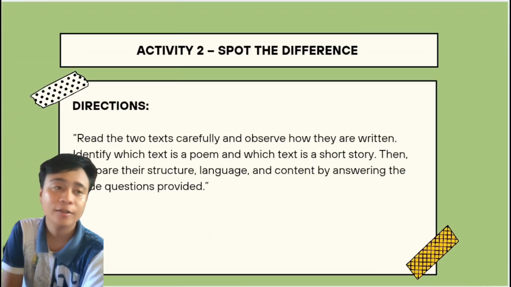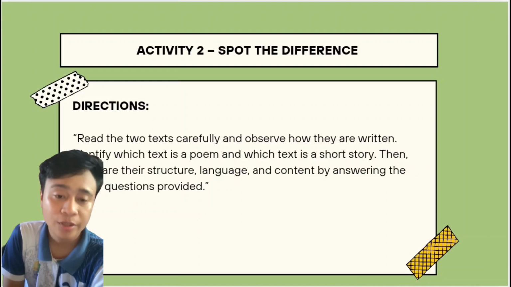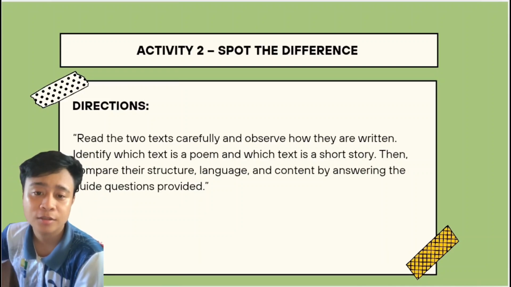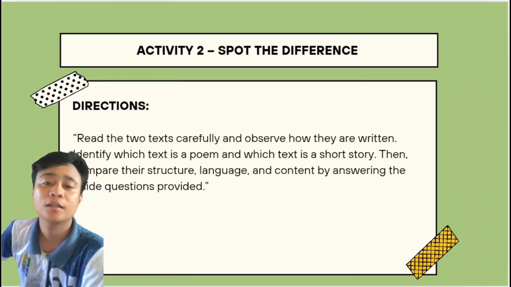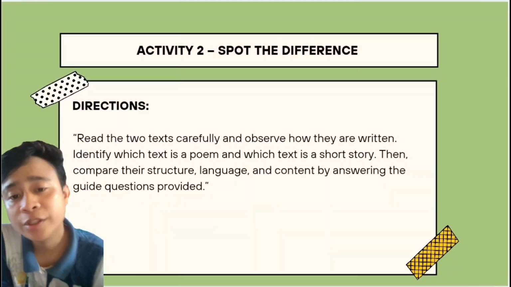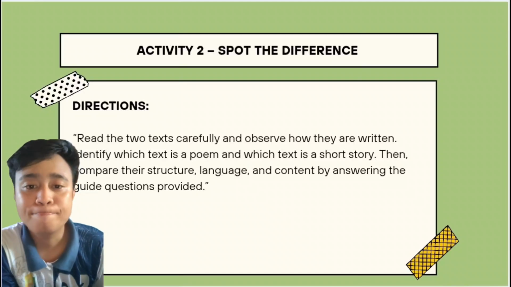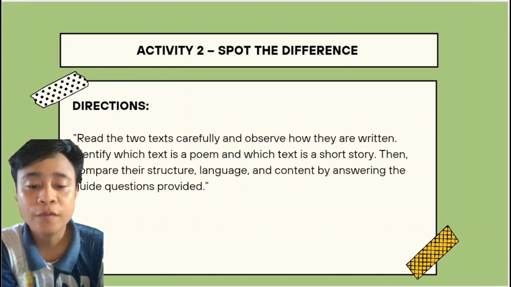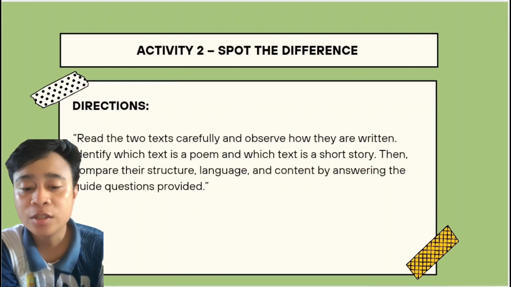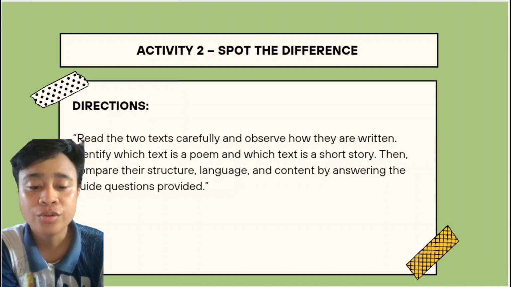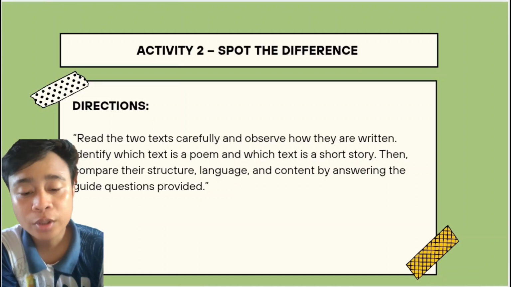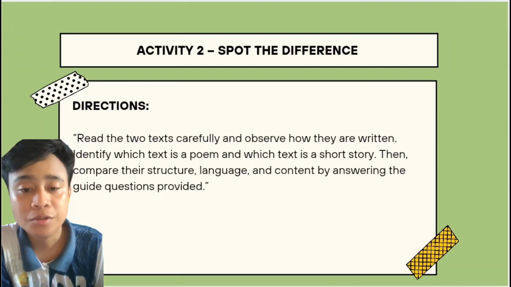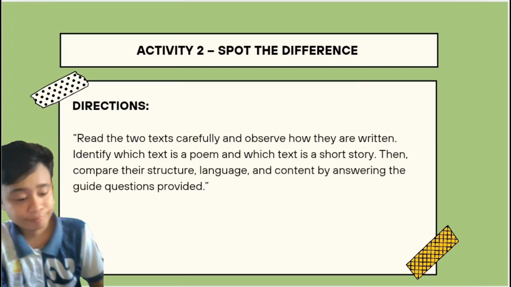So these are the directions. You can just read it here on the screen, but I'm just going to read it for you. The directions are: read the two texts carefully and observe how they are written. Identify which text is a poem and which text is a short story. Then compare their structure, based on their language and content, by answering the guide questions provided.